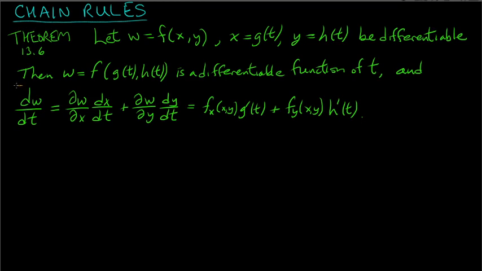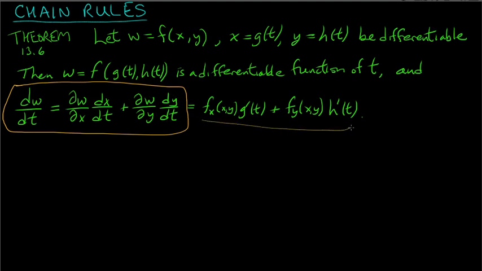So the derivative of w with respect to t is just going to be the x partial of w times the derivative of x plus the y partial of w times the derivative of y. And this is the other version of it. I find that a little confusing, so I usually remember it the first way.